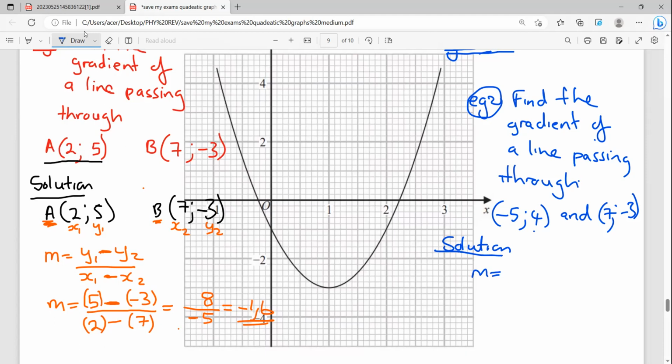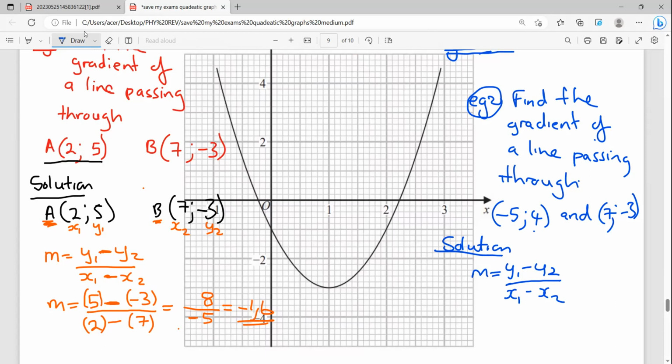y1 minus y2, divided by, over x1 minus x2, like that, isn't it? Yes, you give the numerator first, and then after that, you give the denominator. So with time, you are going to be able to master the formula.